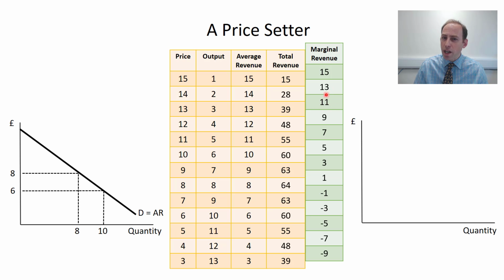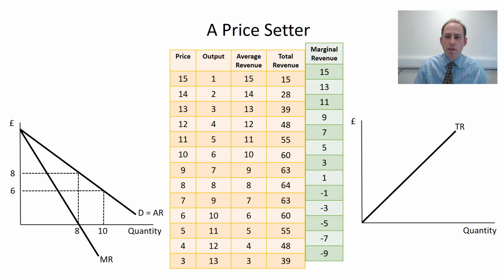So marginal revenue is not now the same as average revenue. And whereas average revenue goes down in steps of 1 as we increase output, 15, 14, 13, 12, 11, 10, 9, marginal revenue is going down in steps of 2: 15, 13, 11, 9, 7, 5, 3, 1, minus 1, minus 3. Yes, this can get negative. So in fact, the gradient of marginal revenue will be twice as steep as that of average revenue. And we can plot that there on our curve. So that's interesting in terms of marginal revenue and average revenue. So they now split up.